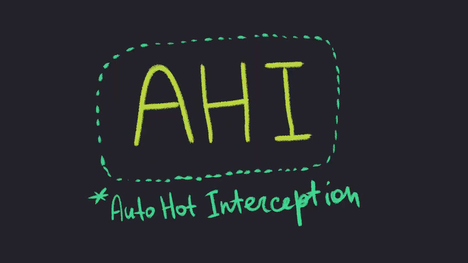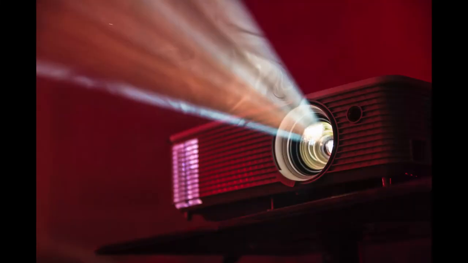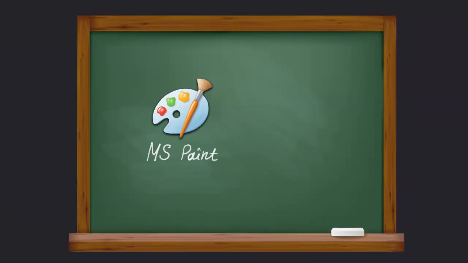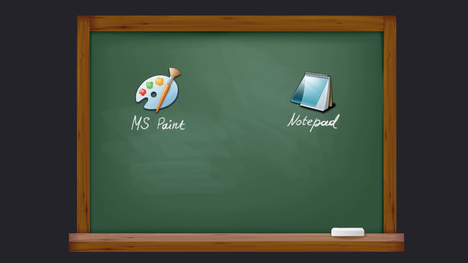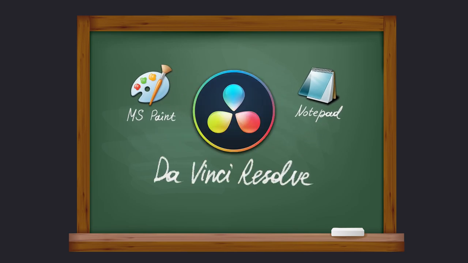If you're already familiar with AHK, you might want to skip to the part where I specifically set up a second keyboard with AHK. Now let me quickly demonstrate what is possible with this program. For this tutorial, I'm going to be using something that everyone is familiar with, Microsoft Paint and Notepad. I will also show you a couple of tricks in a free version of a video editing software called DaVinci Resolve, but AHK can be virtually used with any program that you would like to automate.